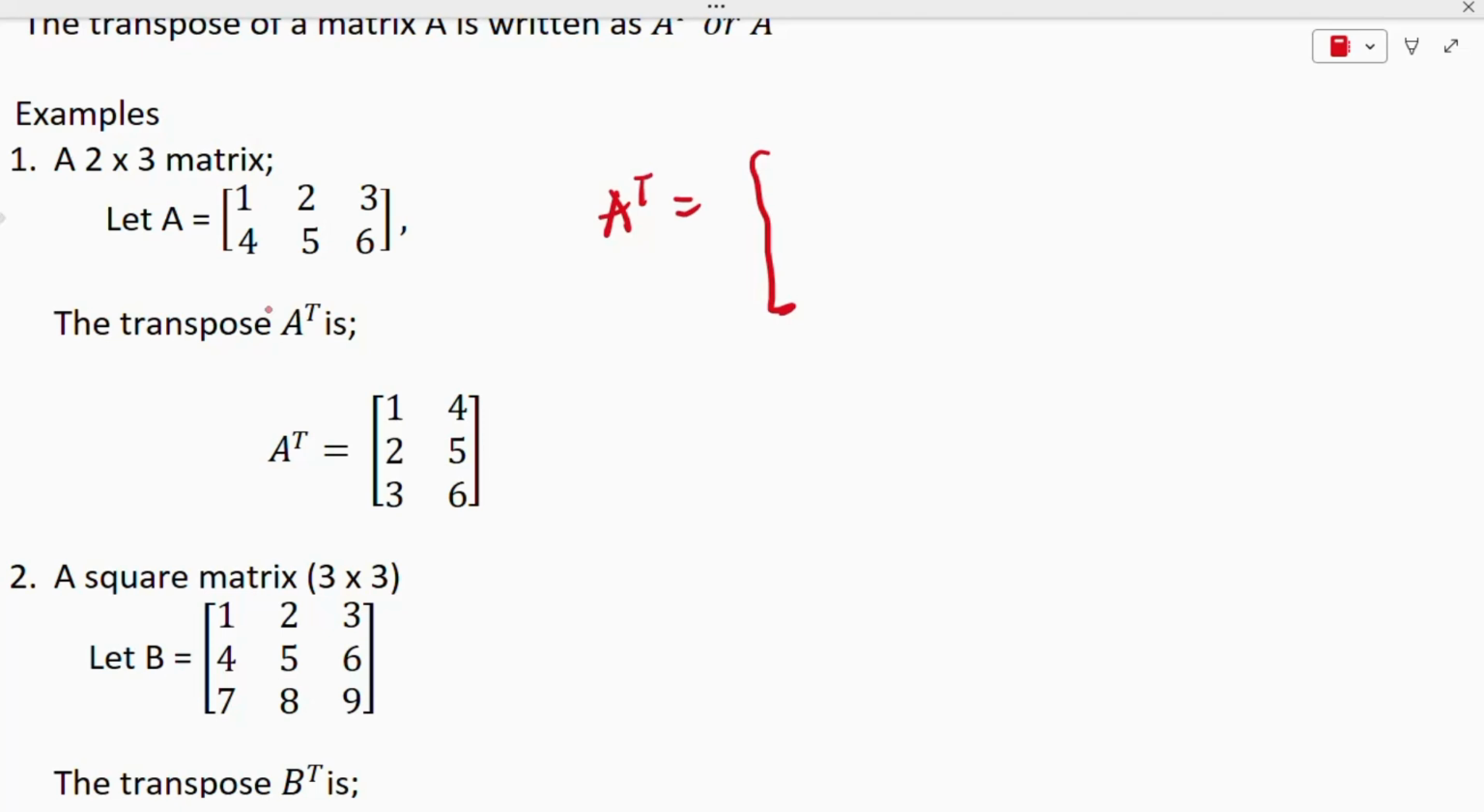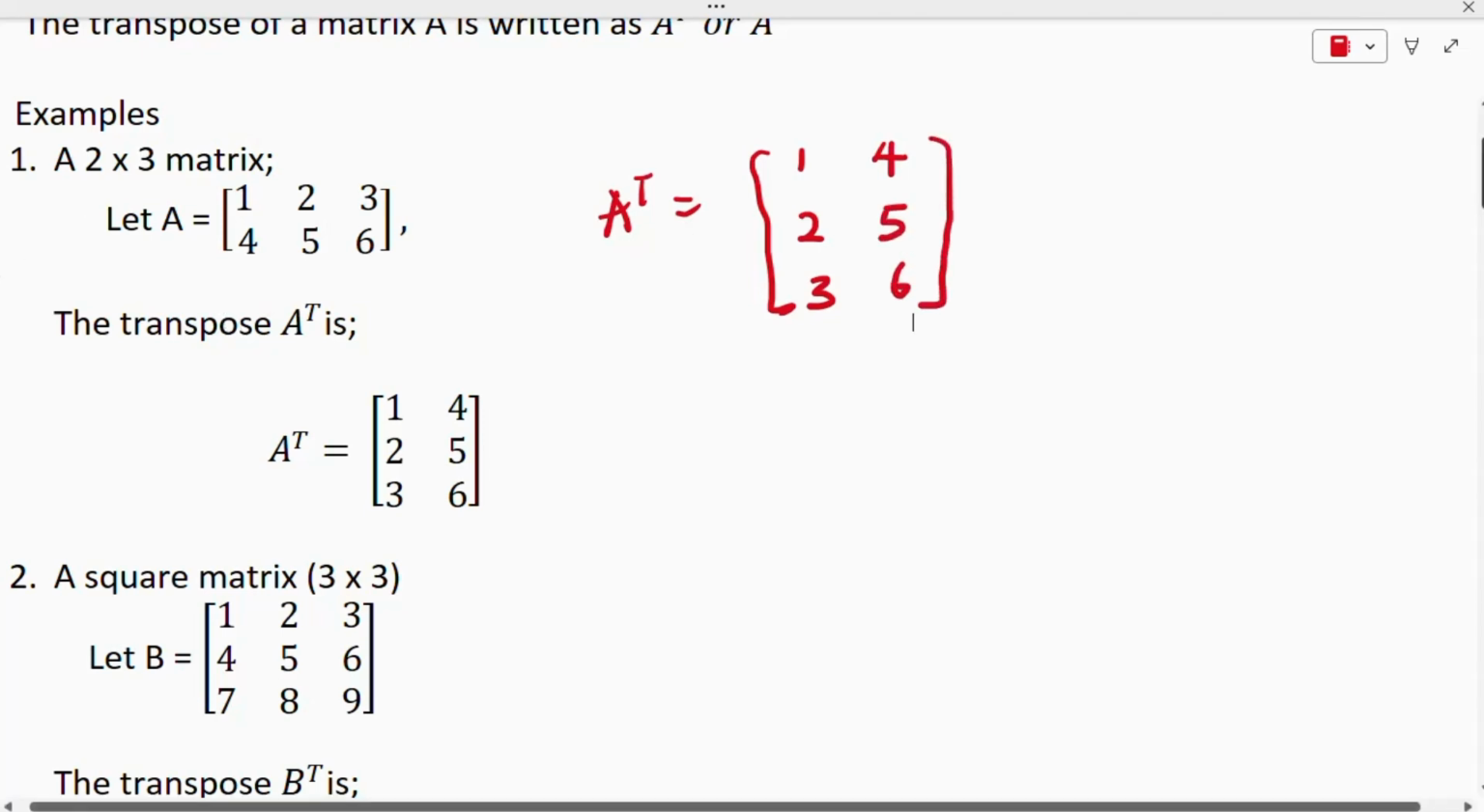Now for this row right here, which is 1, 2, 3, the row is going to become a column, which is 1, 2, 3. So the second row is going to become a column, which is 4, 5, 6. So this becomes the transpose. It's as easy as it is, and this is a 2 by 3 matrix.